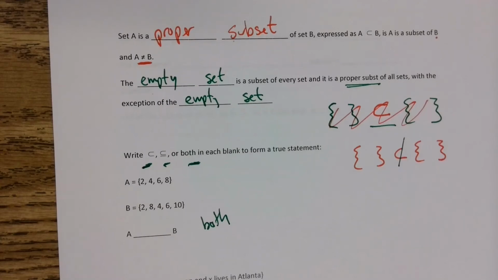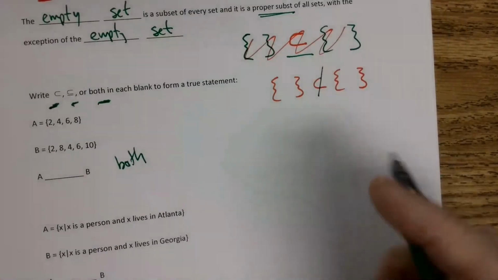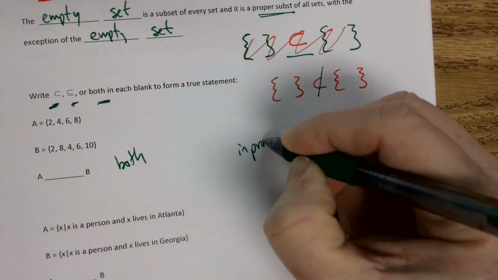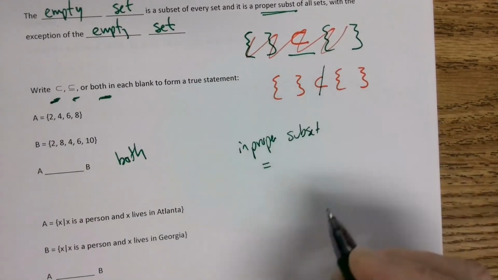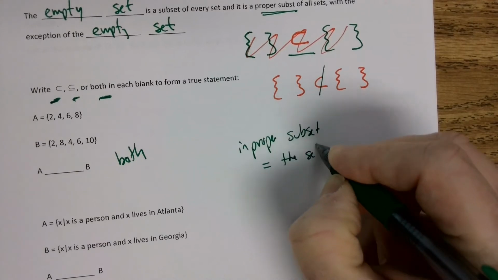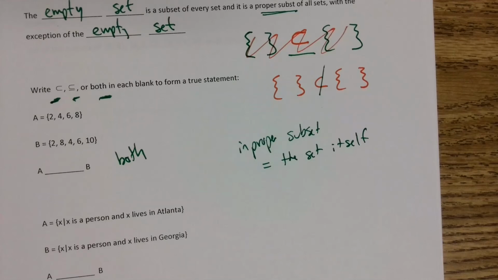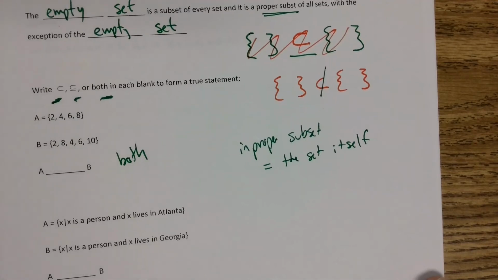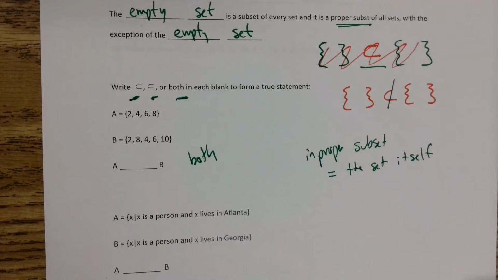The only time it's not, you know what, we should just define improper. Improper subset is equal to the set itself. Every other subset is proper. Most of them are going to be proper. Most of the answers on these types of things are going to be both.